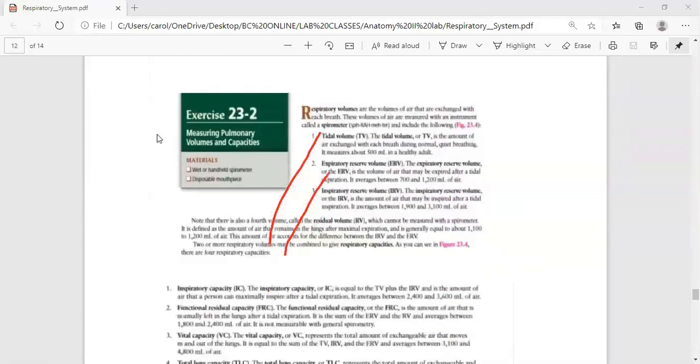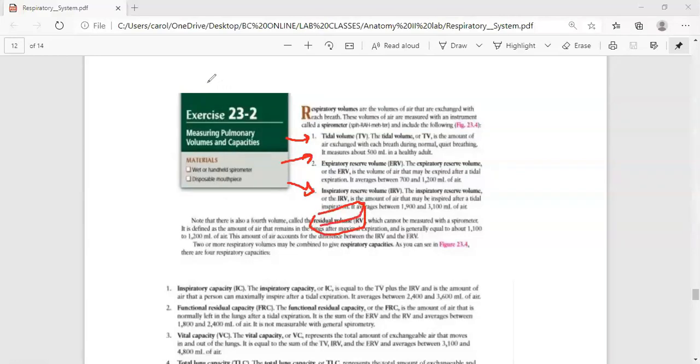So, you see this volume right there? Tidal volume, right? Inspiratory reserve volume is when you take a deep breath. For example, the maximum that you can inhale is that one. The maximum that you can exhale is this one. Residual volume is the amount of air that always remains in your lungs, and you cannot exhale that.